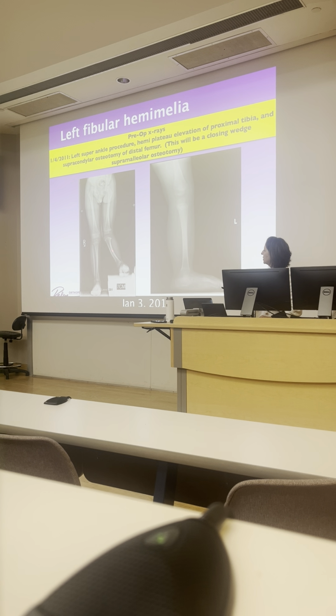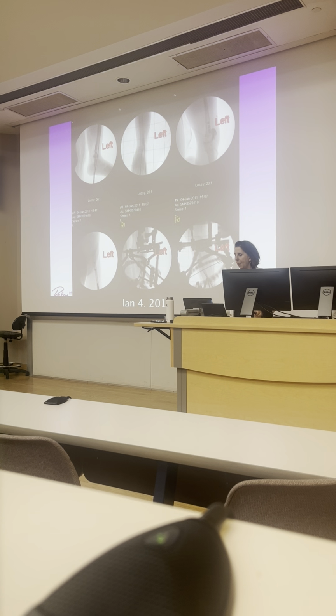Now, something else you notice there is the instability, right? You also notice how it's not growing straight, because the fibula and the tibia guide each other, okay? So, in the OR, they are aligning the ankle, so they're doing the super ankle in the OR.